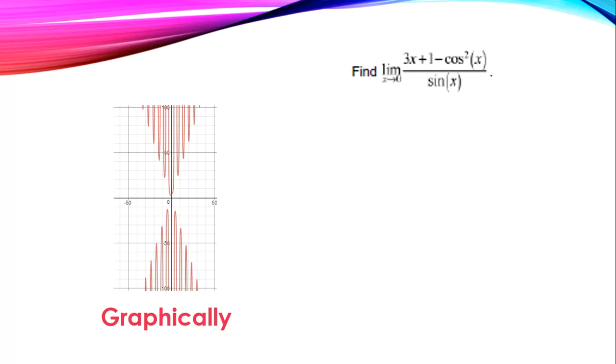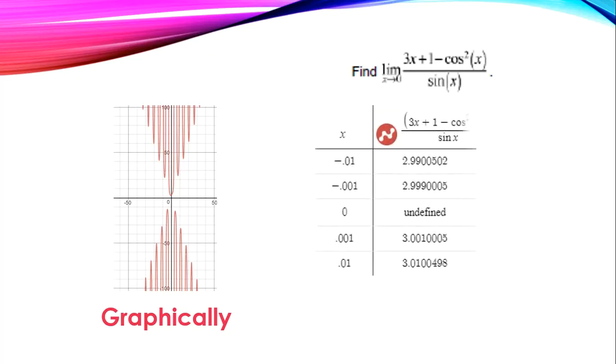The next thing we could possibly do is a numerical approach, a table. And what I want is numbers getting closer and closer to 0 from the left, so numbers lower than 0, and numbers greater than 0. Now remember that a limit is as x approaches the value. It does not necessarily have to equal the value, so it's okay that at 0 it's undefined. But we can see that from the left and from the right, our limit approaches 3. So it's approaching 3 from both sides.